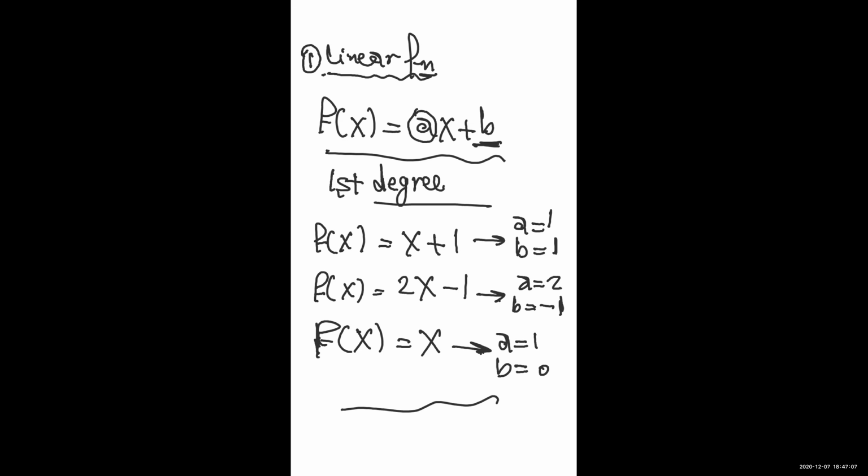So how do we represent the linear function graphically? It's very easy actually. If there is a function like f of x equals 2x minus 3, the question here is: graph the following linear function. So what will be the first step?